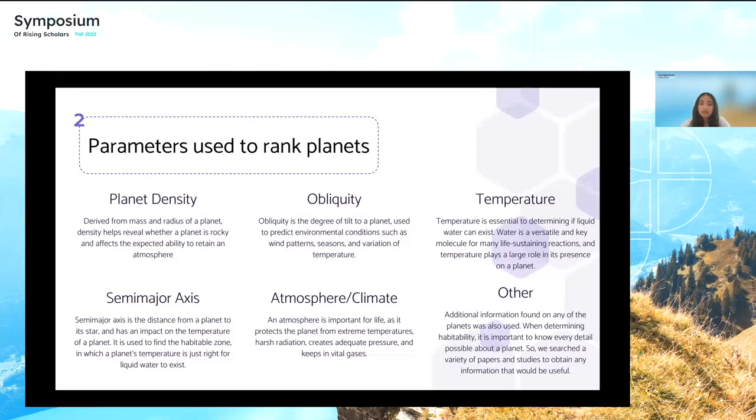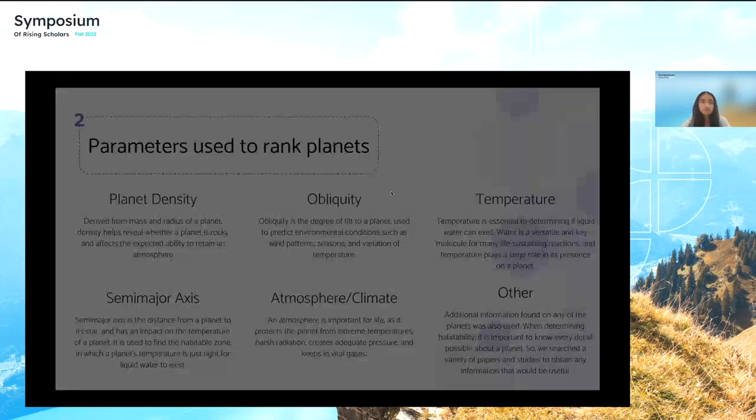Atmosphere, or the climate, is also important for life as it protects the planet from extreme temperatures, harsh radiation, and creates adequate pressure, as well as keeping in vital gases. Overall, any information found on the planets was used. When determining habitability, it is important to know every detail possible about a planet. So we searched a variety of papers and studies to obtain any information that would be useful.